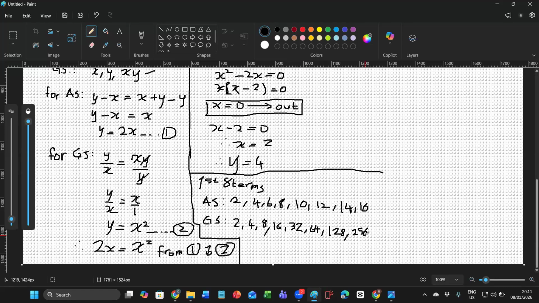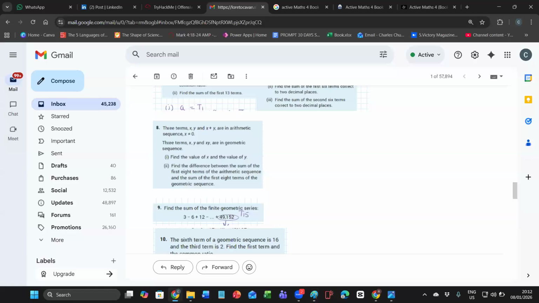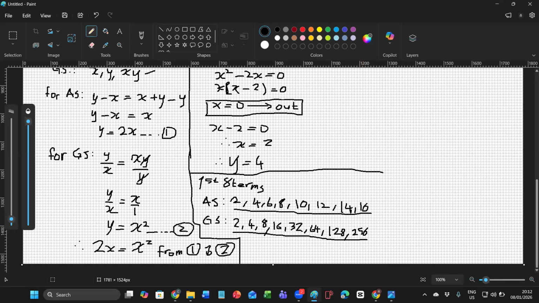So the question is for us to do this. We can quickly use your calculator and add this one up, and then keep the answer, and then we'll add this one up and keep it, and then subtract. It's just asking us for the difference. For the first eight terms of this one and the first eight terms of the second one.